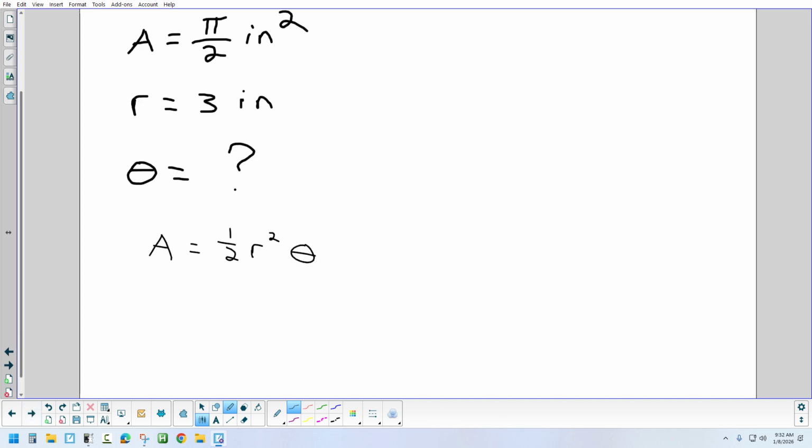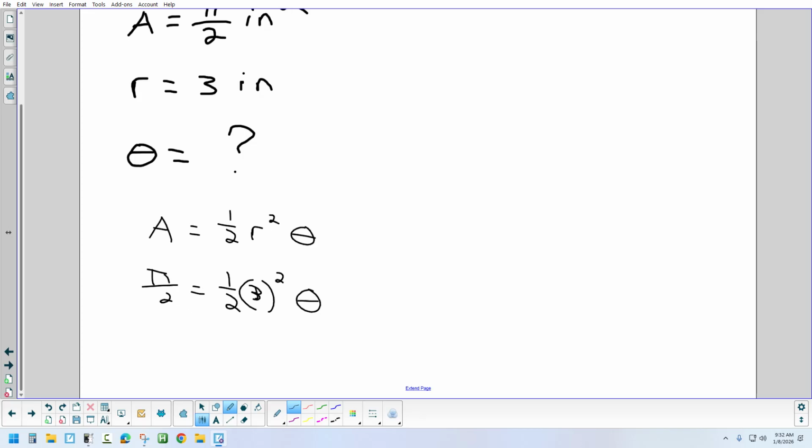All right. Do they give us the area? Yep. What is it? Pi over 2. Do they give us the radius? Yeah. What's that? 3 squared. Do they give us theta? No. So pi over 2 equals 1/2 times 3 squared times theta. Okay. Now, let's do this out on the right-hand side.